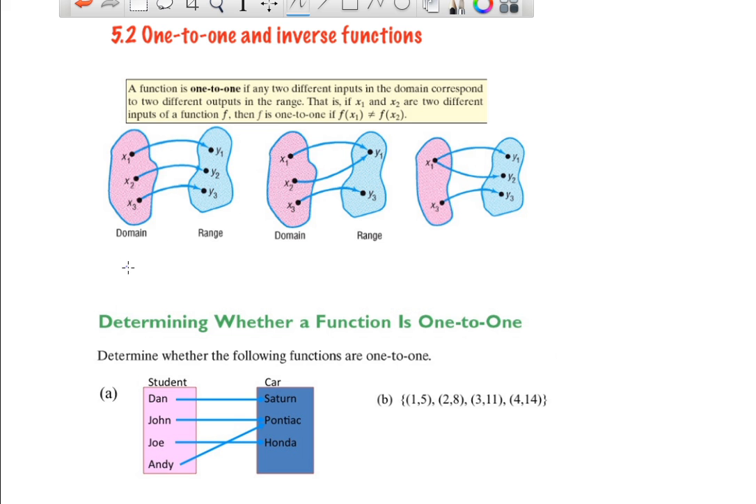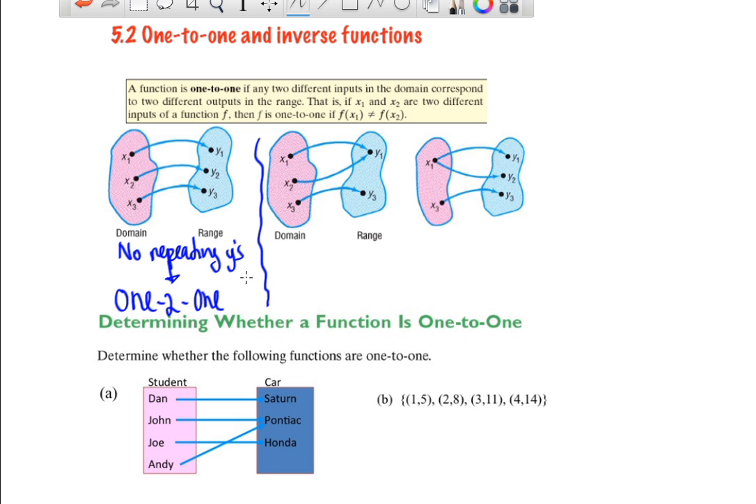Now here's a picture of a function. Let's see if it fits the one-to-one definition. x1 has a y1, x2 has a y2, x3 has a y3, so it is a function. And then is it one-to-one? Well, one-to-one means that we are looking to see that we do not have any repeating y values. So no repeating y's. So that means that this one is one-to-one.